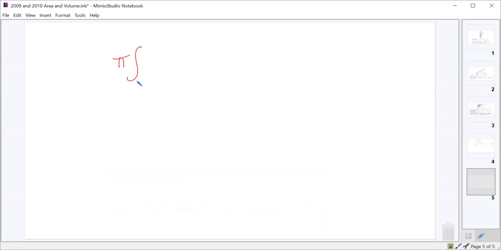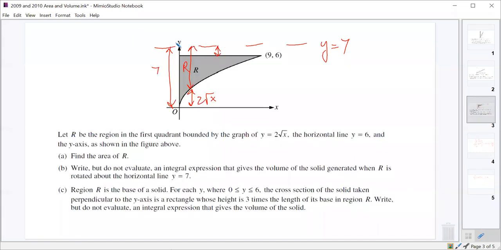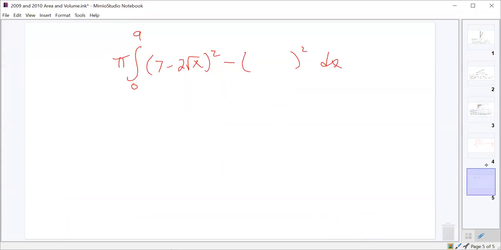So we'll have pi times our integral from 0 to, what was it going to? 0 to 9, I think. Is that right? Your outer radius is 7 minus 2 root x. And our inner radius, we go back and look. Our inner radius is just the distance between y equals 7 and y equals 6. So we could write that as 7 minus 6 squared if we wanted, or just 1 squared, or just 1. And this is good enough. This was worth 2 points, and this, the limits and the constant on the front, was worth 1 point. Everybody good there or no?